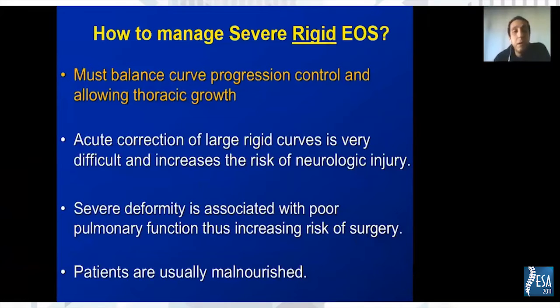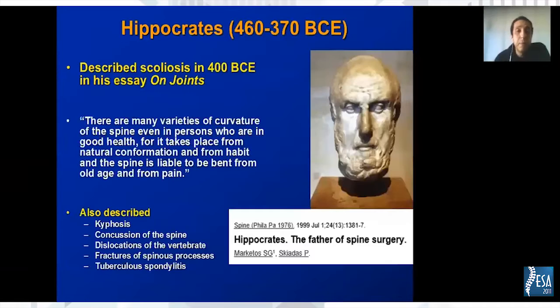So that leaves us with the severe rigid early onset curves, and we have to make a balance between the curve progression control and allowing the thoracic spine to grow at the same time, along with the pulmonary function. It's also important to note that acute correction of a large rigid curve is very difficult, and it also increases the risk of neurologic complications. And at the same time, those patients usually have pretty low pulmonary function and are usually malnourished as well, so that makes it more difficult to have the surgery right away.